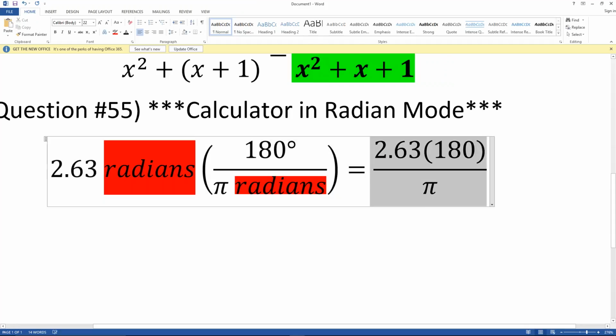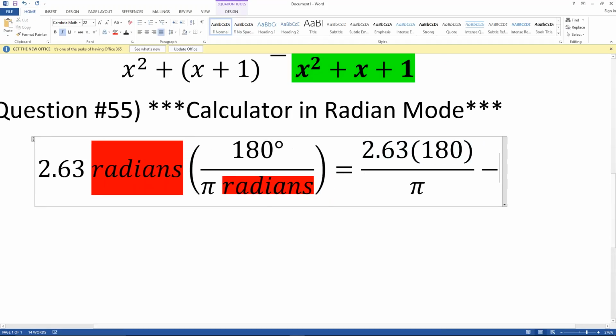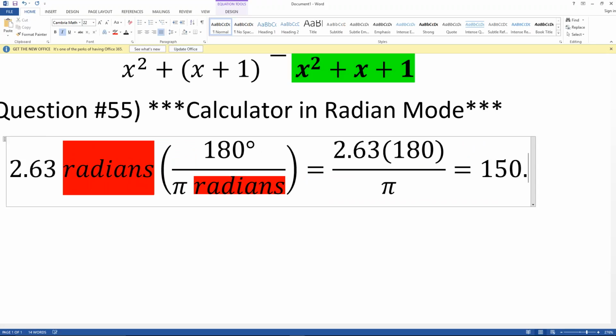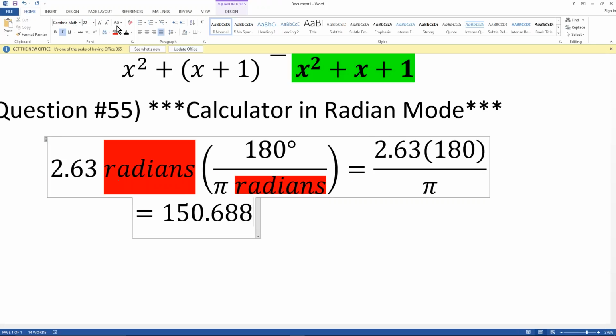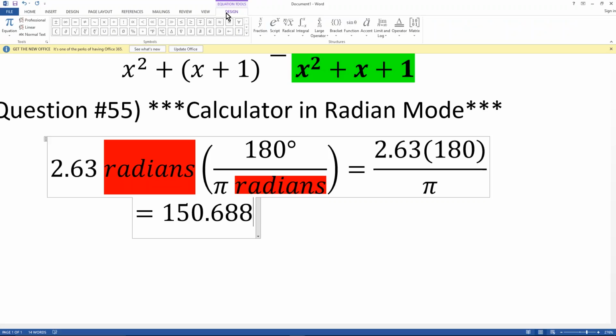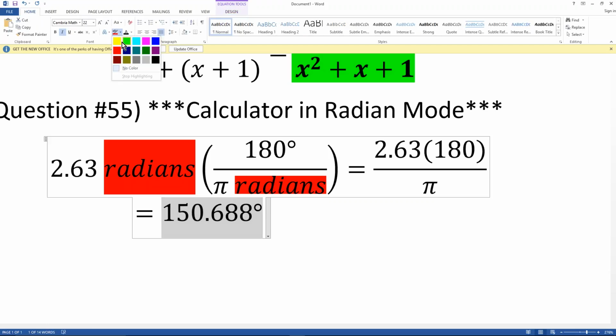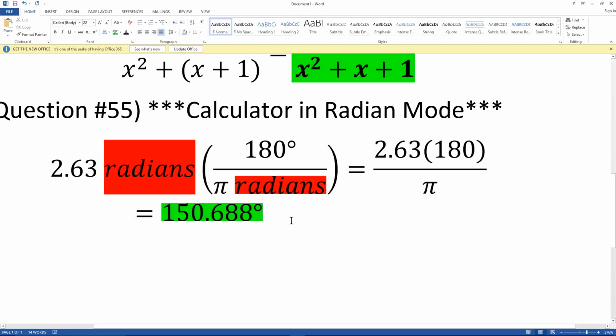So if you type this in your calculator, what do you get? 2.63... 150.688. Mm-hmm. And we are converting from radians to what? Degrees. So that's our answer, 150.688 degrees. You want 3 decimal places as always? Yes.